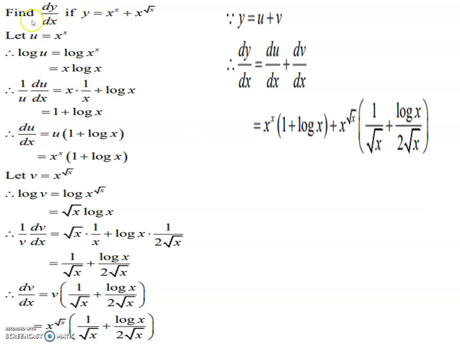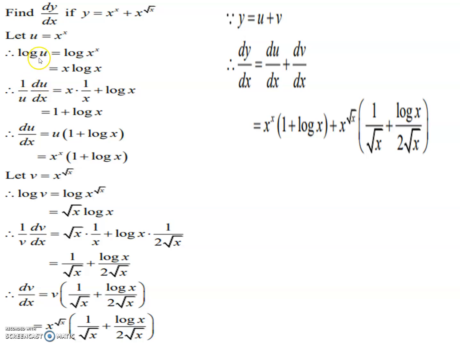Now in the same way, find dy by dx if y is equal to x raised to x plus x raised to root x. We consider u is equal to x raised to x and v is equal to x raised to root x. Both these functions are in exponential form, a function raised to a function, so we have to use logarithmic differentiation. Now u is equal to x raised to x. Taking log of both sides, log u is equal to x log x, because we know that log m raised to n is n log m.